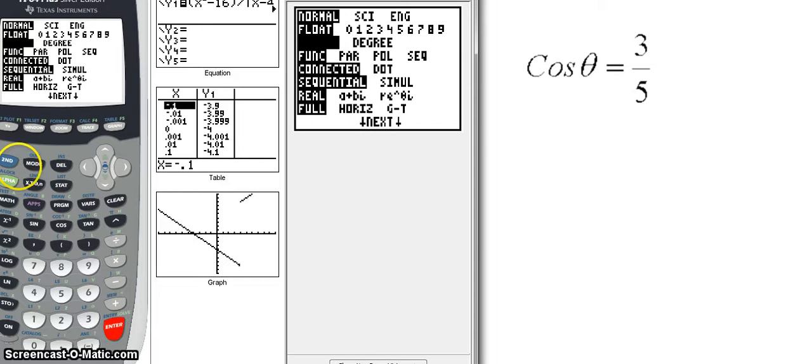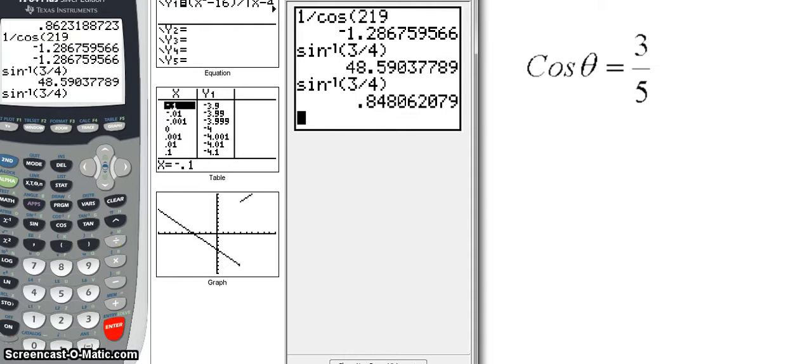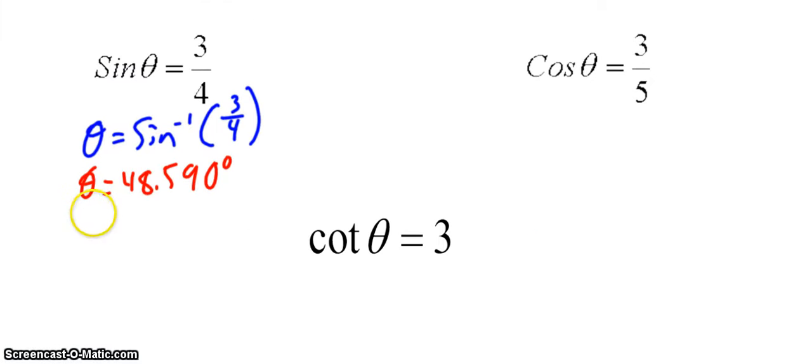And I'm going to change my mode. Go to radians. I'm going to type in the same exact thing. Hit enter, and I get 0.848 radians. And remember, there is no symbol for radians, so we just leave it like that.